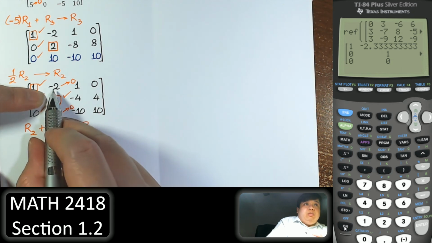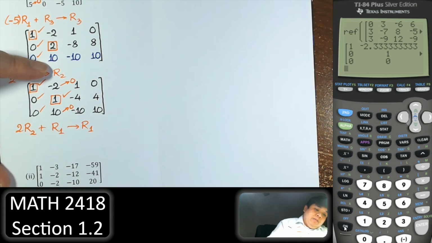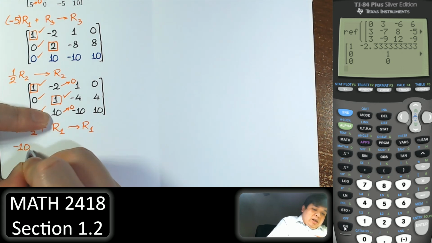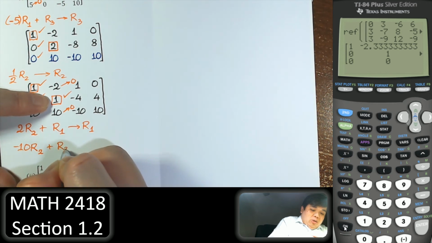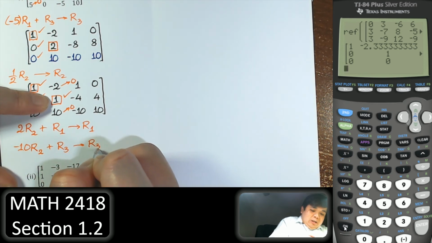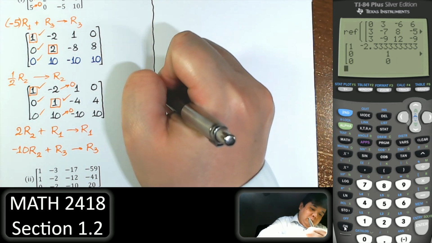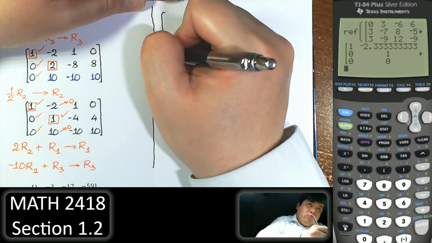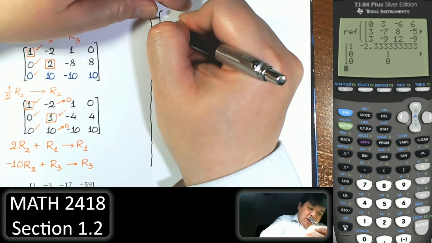1 times 2 is 2, plus -2 will be 0. So we use the opposite of the number to eliminate. To do this, we multiply to the pivot row, add and replace to row 3. Do those 2 steps at the same time. When I do these 2 steps, row 2 will stay the same, so just copy that.